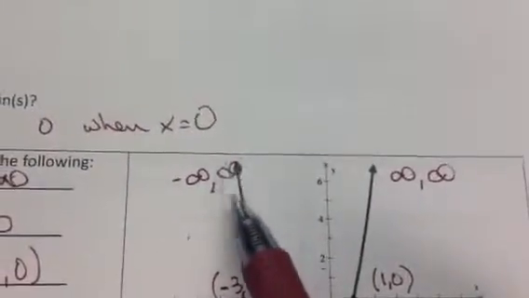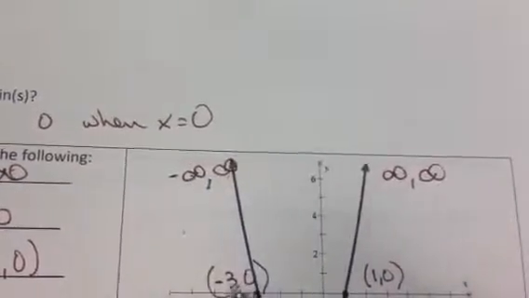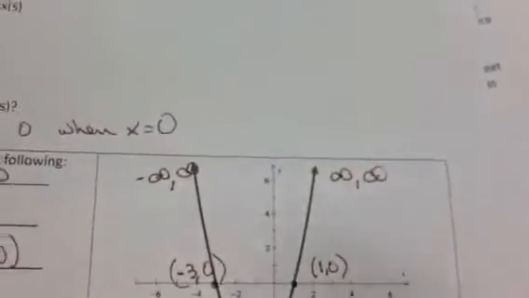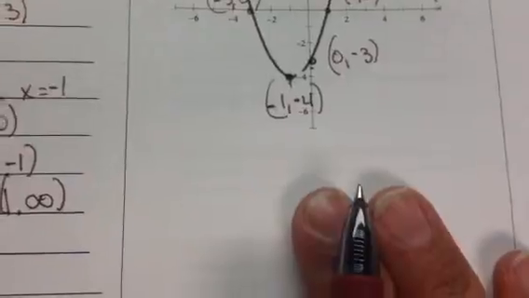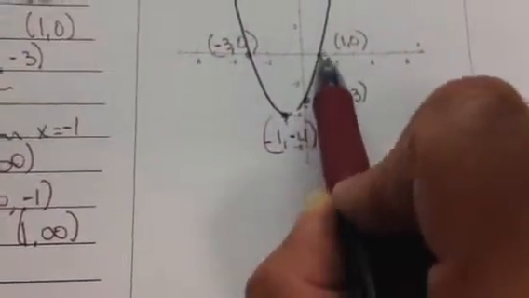Positive intervals. This is above the x-axis, this is below the x-axis. So above the x-axis is here, and it's here. It goes from negative infinity to negative 3 as one, and then the other one is from 1 to infinity. Again, just use the x coordinates. The only time we use y is for the range. My negative interval is just this part below the x-axis, and that starts at negative 3 and ends at 1.